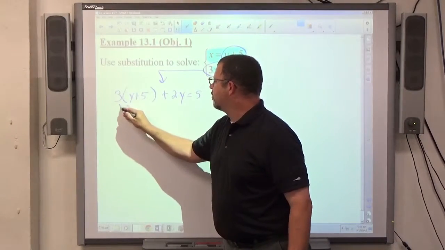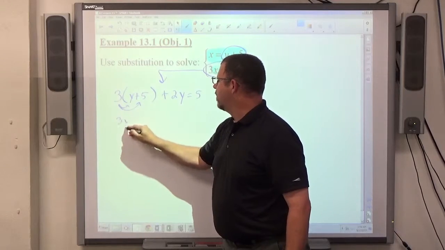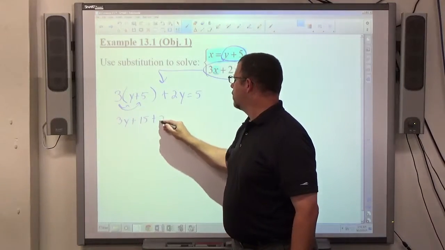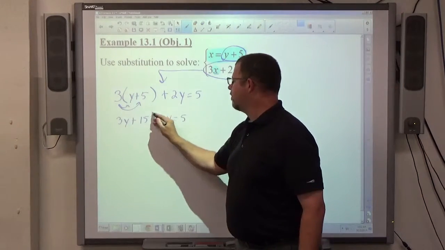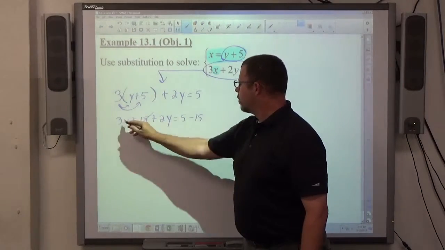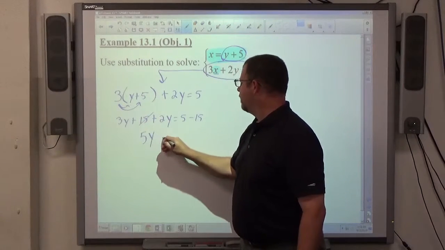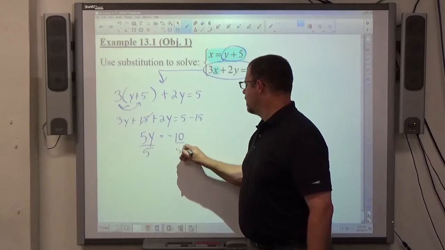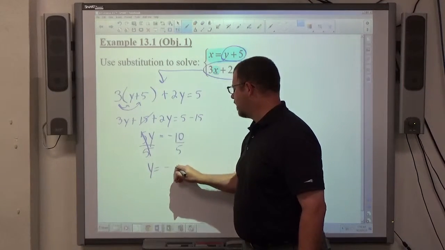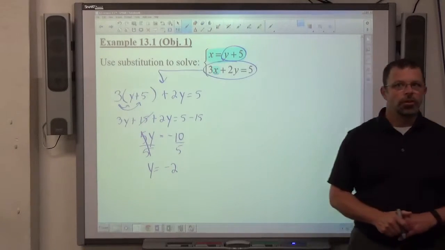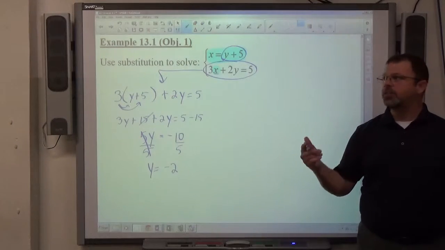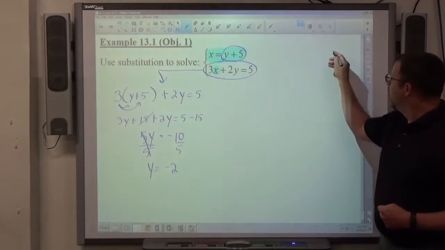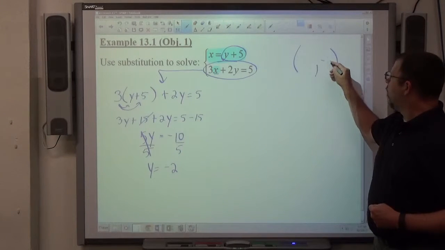Distributive property first. To simplify, I'm going to get 3y plus 15 plus 2y equals 5. And move the 15 over here. 3y plus 2y makes 5y. 5 minus 15 is negative 10. Dividing both sides by 5 gives me y equals negative 2. So I'm looking for an ordered pair, the point of intersection of these two linear graphs. All I figured out here is that y is negative 2.